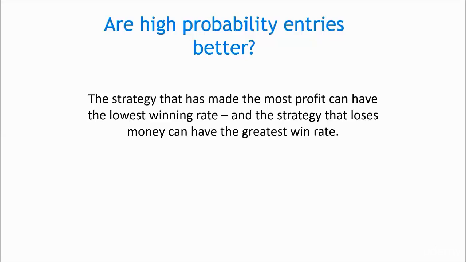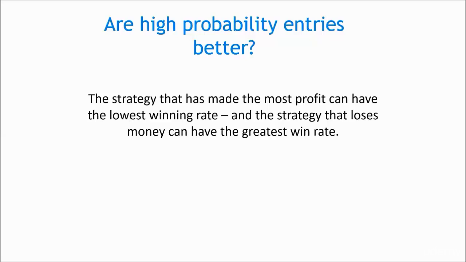Let's take a look at 3 examples of trading strategies. Trading strategy 1 generates 10 trades a month with a 90% win rate. Winning trades make $100 and losing trades lose $1,000. Strategy 2 generates 80 trades a month with a 60% win rate. Winning trades make $60 and losing trades lose $50. Trading strategy 3 generates 10 trades a month with a 15% win rate. Winning trades make $1,800 and losing trades lose $150. Which trading strategy would you prefer?